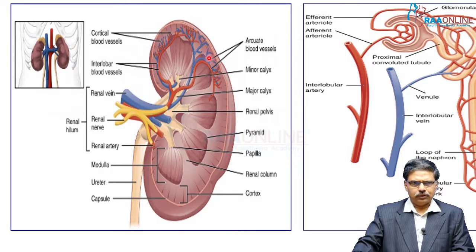So, this is a cut section of the kidney. The outer part is the cortex and the inner part is the medulla, and this is the hilum of the kidney. The hilum of the kidney contains the renal pelvis. The final urine, after completing the process of glomerular filtration, tubular reabsorption and tubular secretion, collects in the renal pelvis, drains through the major and the minor calyces, and from the pelvis it drains down the ureters into the bladder.